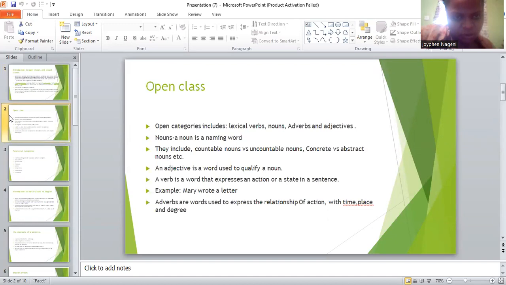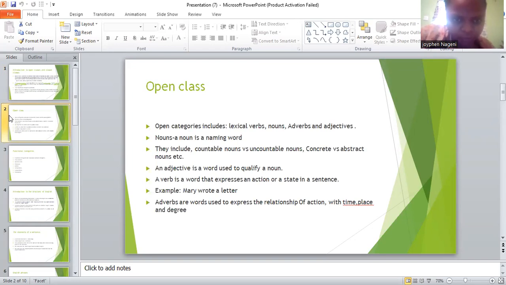So we start with the open class. We're going into details of the open class. The open category includes lexical verbs, nouns, adverbs, and adjectives. We start by defining a noun. A noun is a naming word. They include countable nouns versus uncountable nouns, concrete and abstract nouns, just to mention a few. An adjective is a word used to qualify a noun. A verb is a word that expresses an action or a state in a sentence.